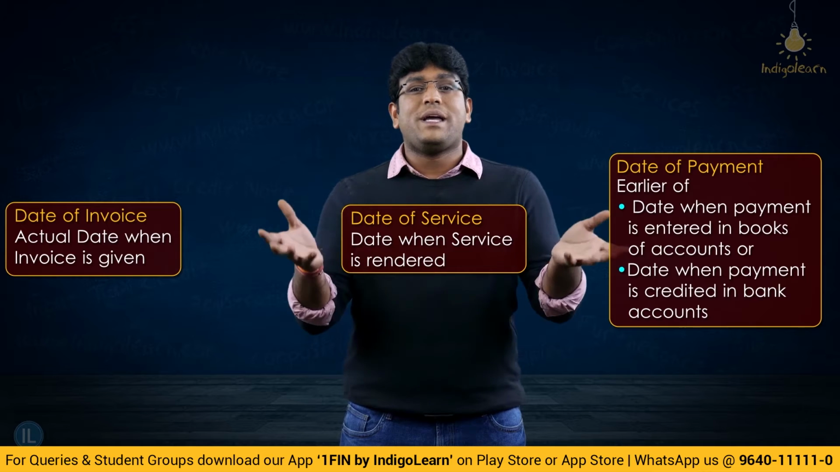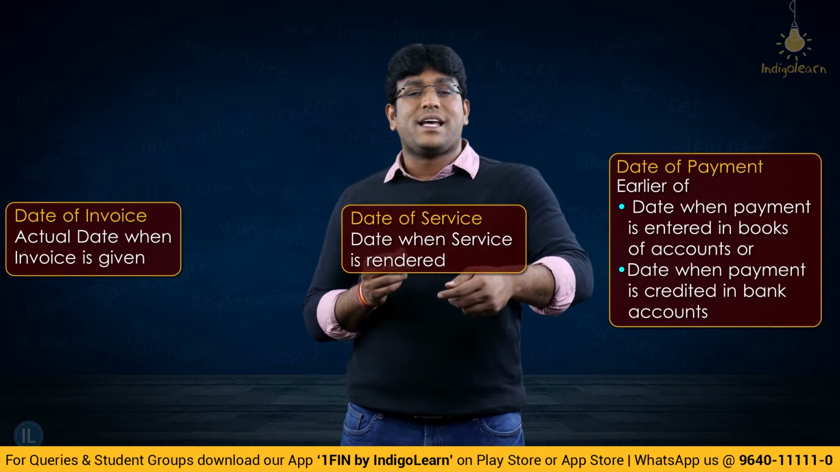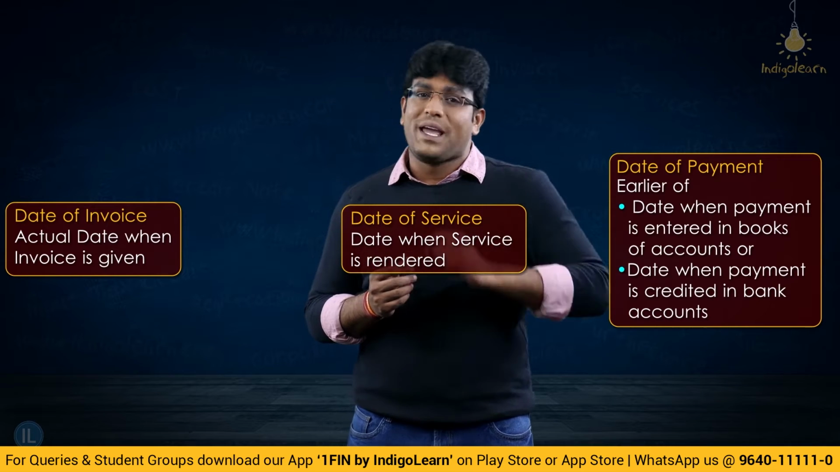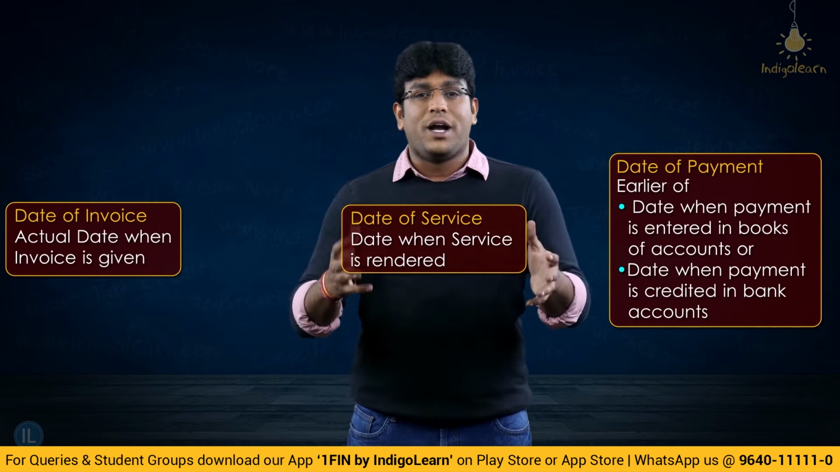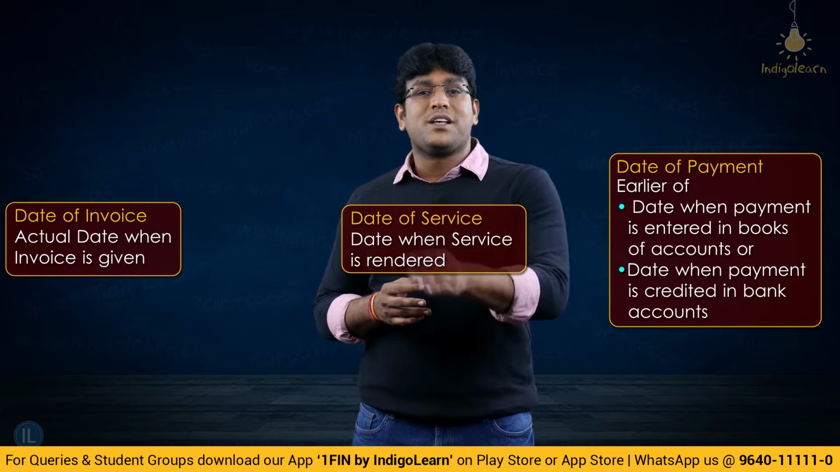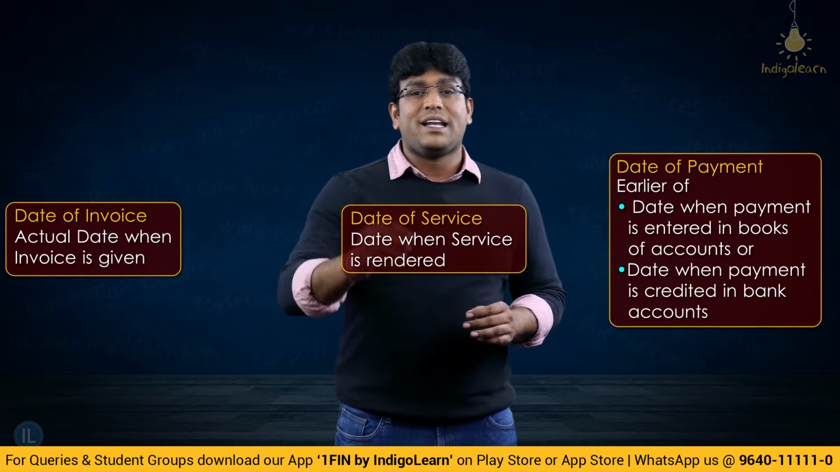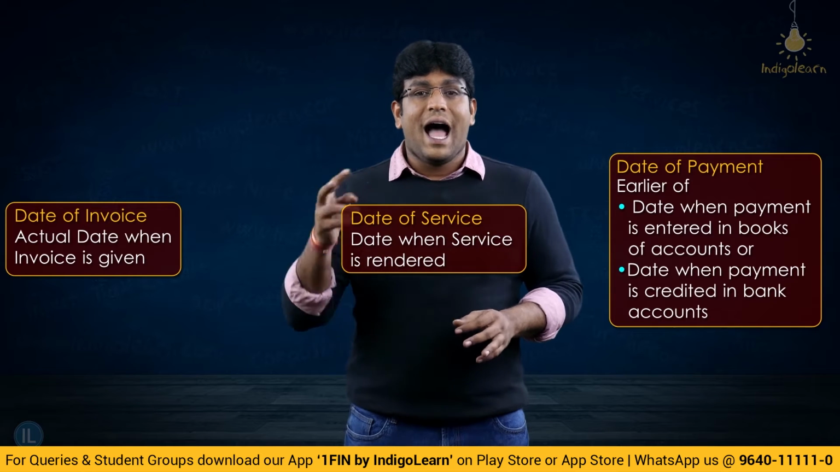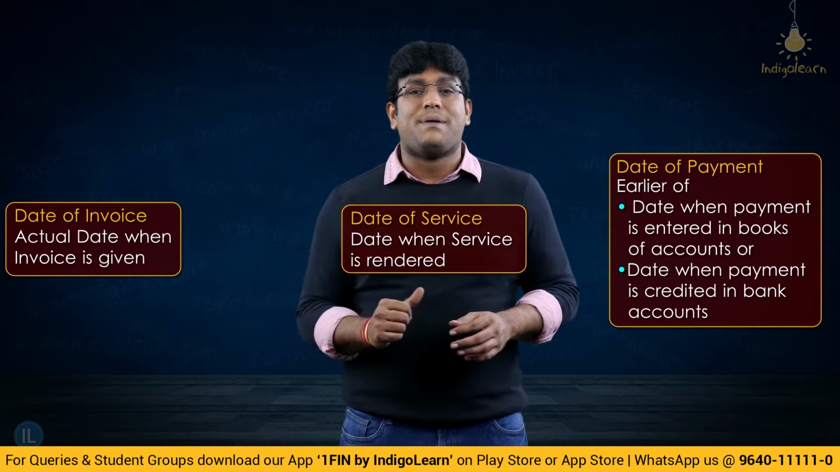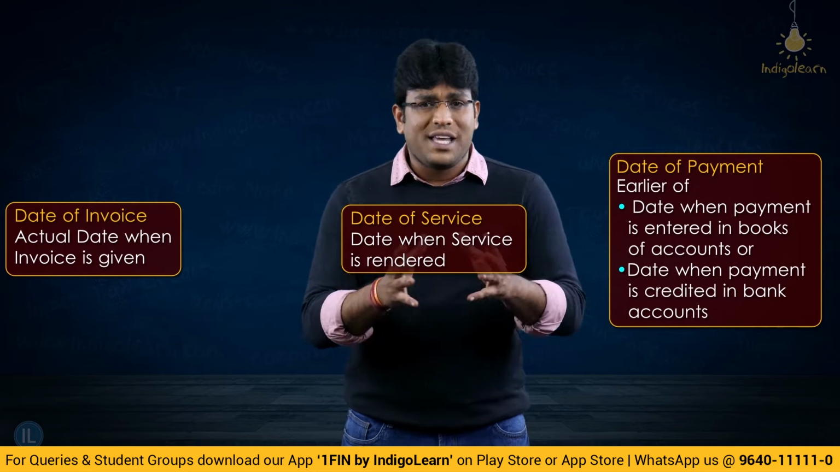Because there could be a scenario where a recipient has given one check to the supplier and the supplier entered that check in the books of account. But after a point of time, the supplier will deposit the check in the bank account and finally the check will get cleared. So the entry date in the books is different and the date when payment is credited in the bank is different. This is highly possible.